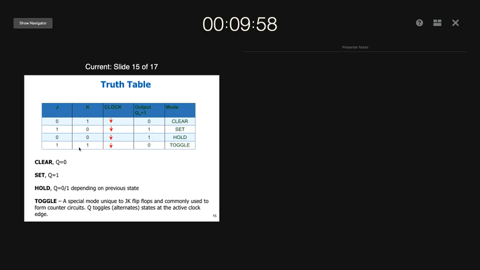Now 1, 1 does not produce an invalid state, okay? It produces the toggle mode. So when we're doing our counters, the flip-flop will be in toggle mode, which means every time we hit it with a clock edge, then the output will toggle 0, 1, 0, 1, 0, 1. Okay, so this is the mode that we're going to use for counters, which I have a little note down here on that.